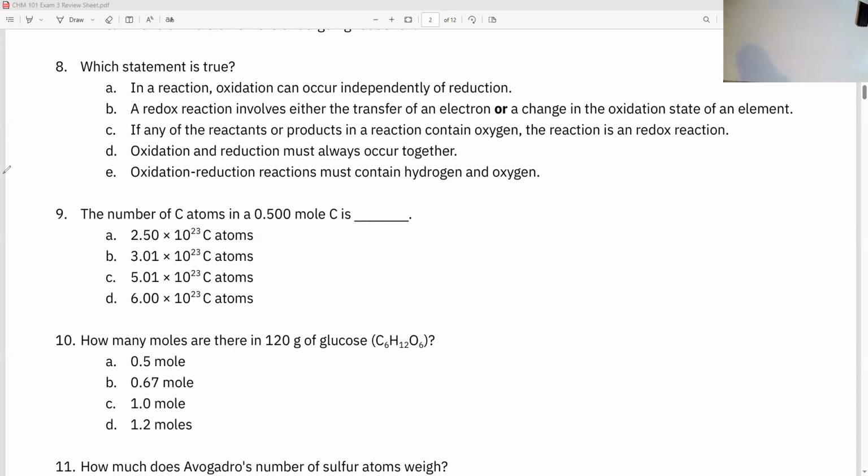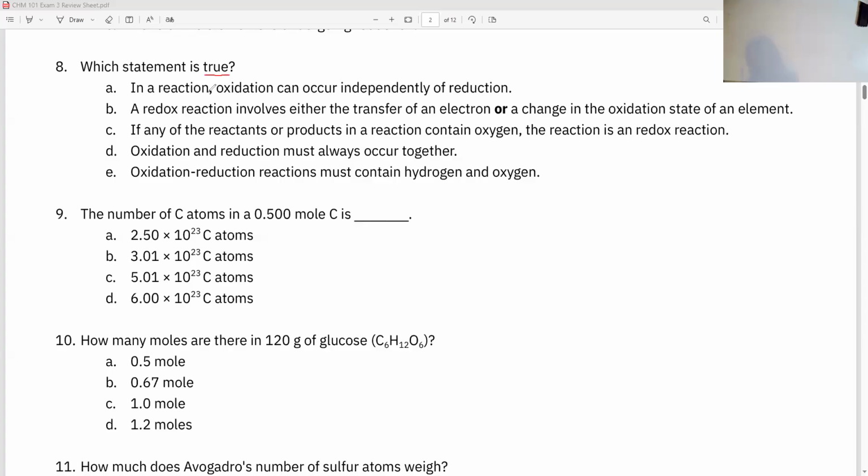All right, so in question number 8, it's asking which statement is a true statement. So there's 5 statements here. If it's asking us for the true statement, that means that 4 things should be wrong and only 1 statement should be right. So we should be trying to pick out the 4 incorrect statements.